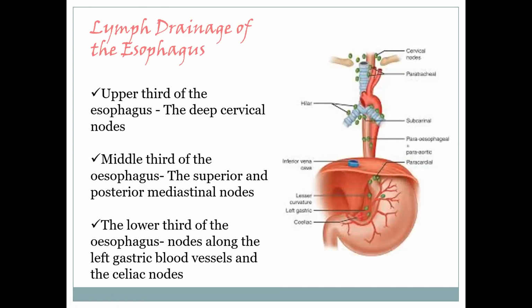Then let's talk about the lymph drainage of the esophagus. The upper one third of the esophagus, lymphatics drain into the deep cervical nodes and the paratracheal nodes. So middle one third drain into the superior and posterior mediastinal nodes. Lower one third drain into the lymph nodes along the left gastric vessels and celiac vessels.